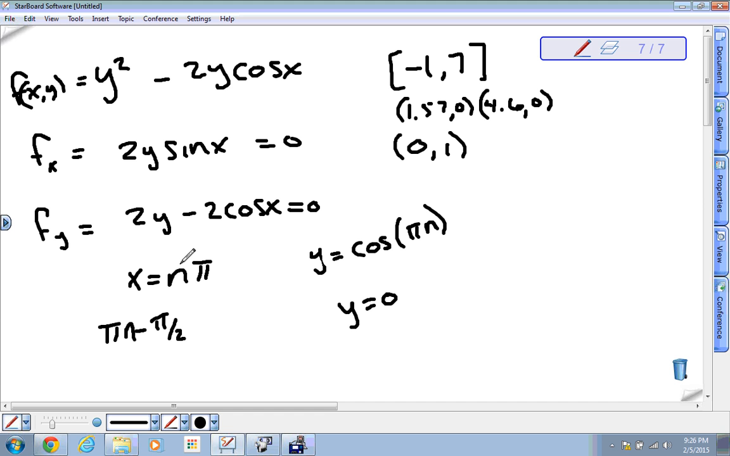And, well, what happens when you put a 1 in here? You're going to get pi, and you're going to get what? Cosine of pi is negative 1, right? And then if you let n equal 2, you get 2 pi, and you get the cosine of 2 pi, which is 1 again. So these look to be our 5 values.